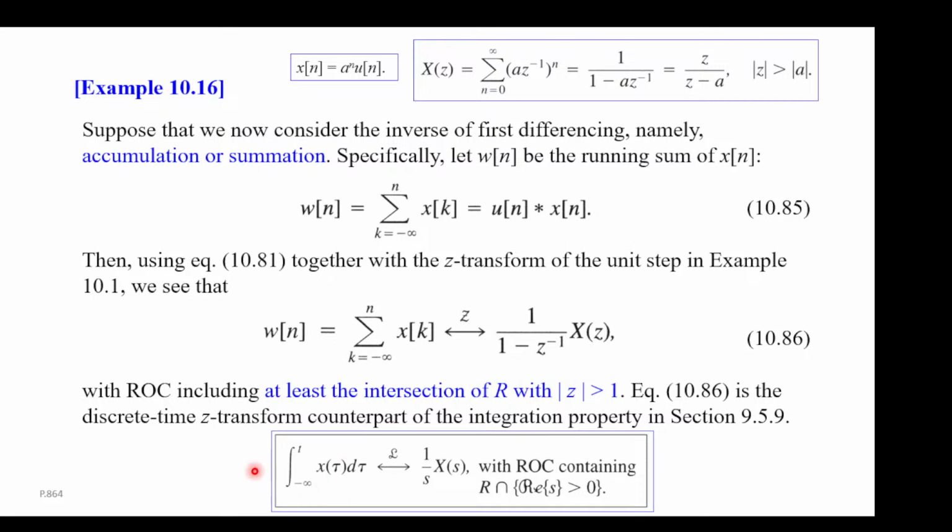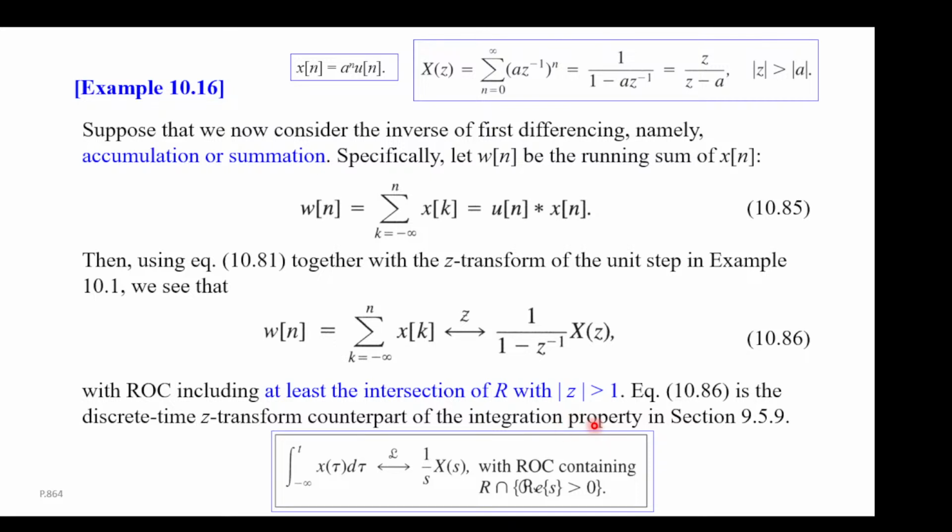So for the integration property, when you have integration in the time domain, then in the frequency domain you get an extra 1 over s, and the ROC will contain the intersection of your original ROC and the real part of s greater than 0. Okay, so you see that at least the ROC is similar, you have at least the intersection, and the real part of s greater than 0 got changed to this absolute value of z greater than 1.